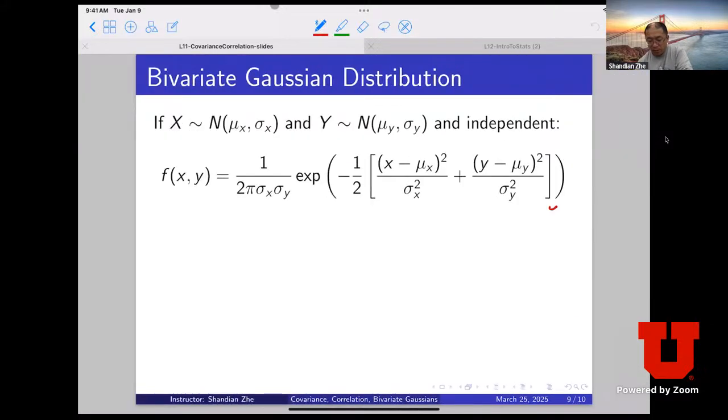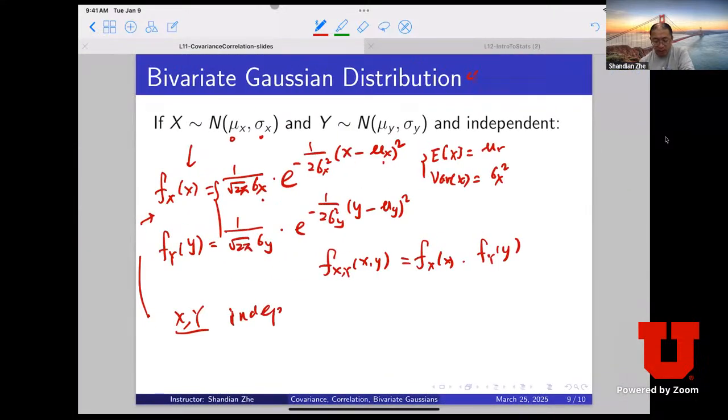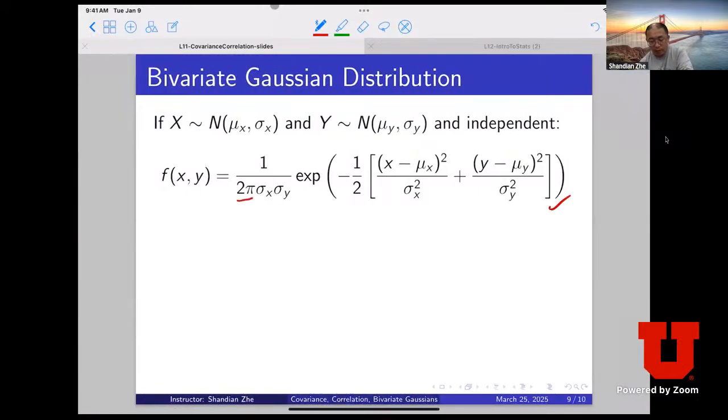The multiplication will give you this form. It's pretty straightforward, because when you multiply two exponential terms, you just need to add up the exponents. And for these two factors, when you multiply together, the square roots cancel, and you get 2 pi times sigma x times sigma y, and you merge the exponents. You get the joint density function for x and y. Okay, so that's a straightforward case.